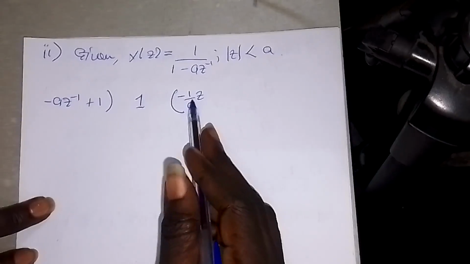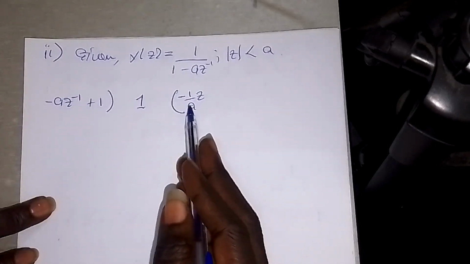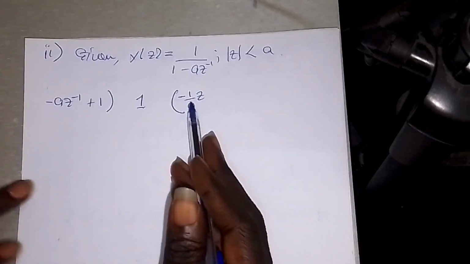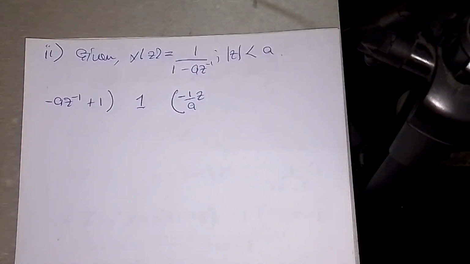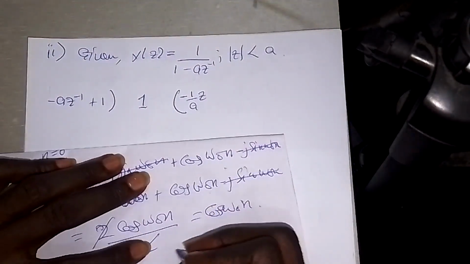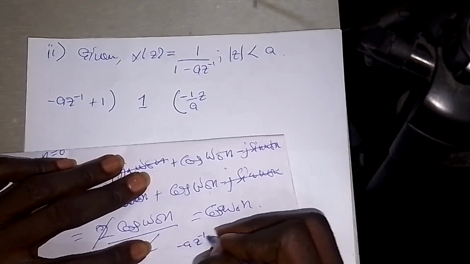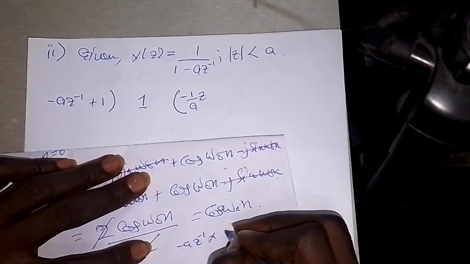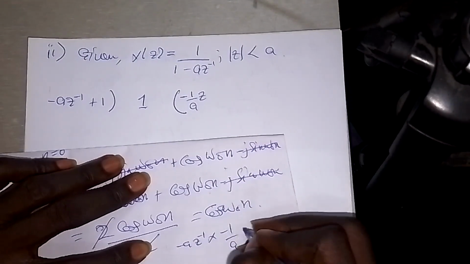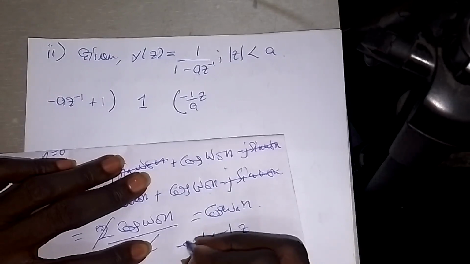Now let me multiply this one by this one. If I multiply this by this, what will I get? I'm trying to find some rough papers so that I can do this for you to see, but rough papers are scarce for me. So let's see. Here minus a, into z inverse, times minus 1 over a into z. So this will cancel this.